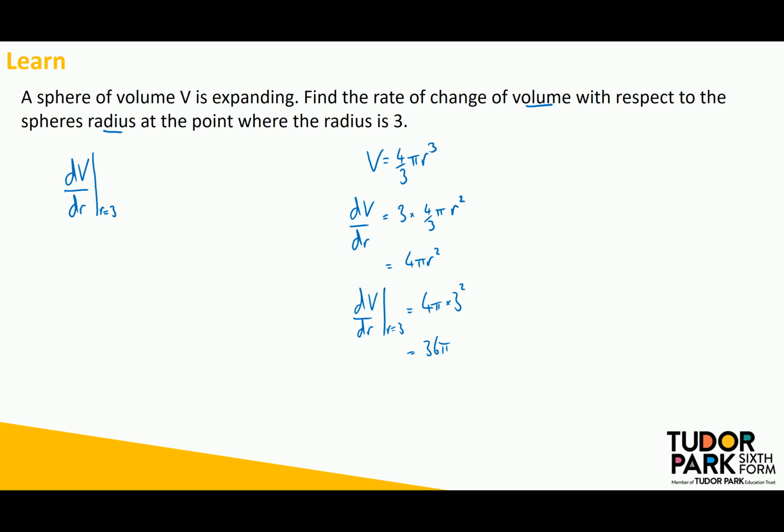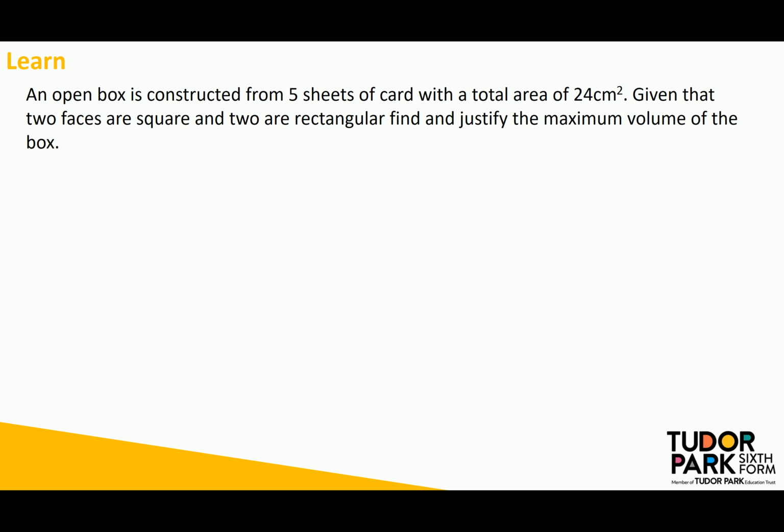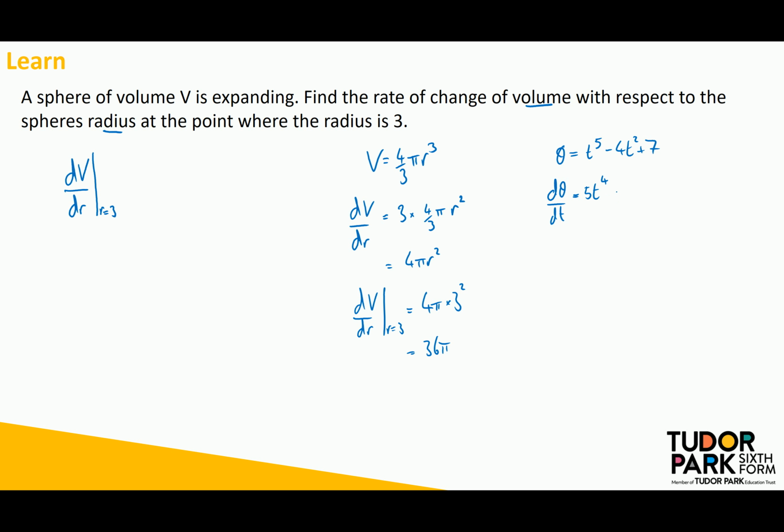It can seem a bit strange initially to start differentiating with respect to other values, but you'll quickly get used to it. Other common things are thetas, so theta could be t to the power of 5 minus 4t squared plus 7 or something, and we can find d theta by dt in exactly the same way. We would just differentiate, so 5 down, reduce power by 1, then 2 down, reduce power by 1, and then the constant would disappear.